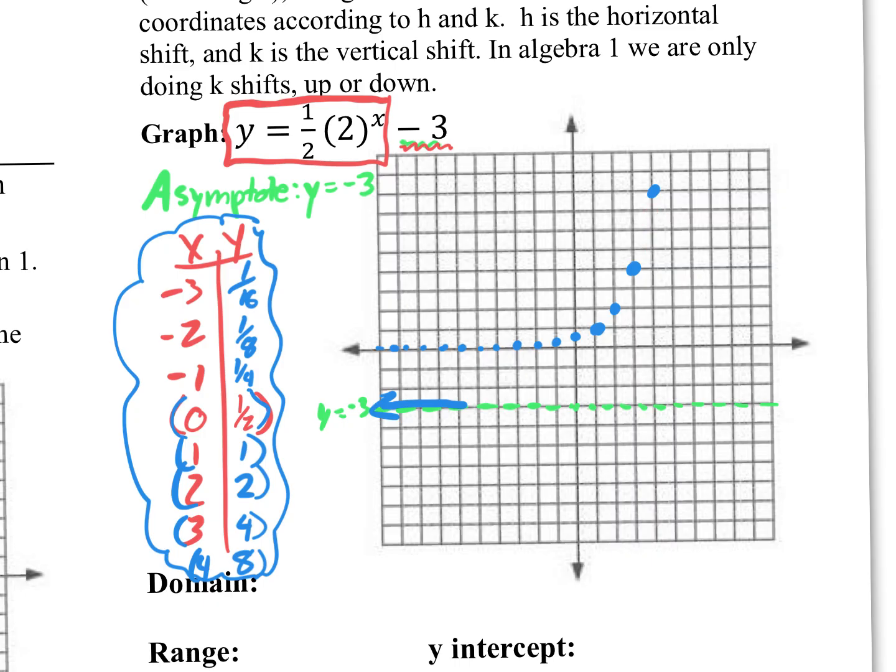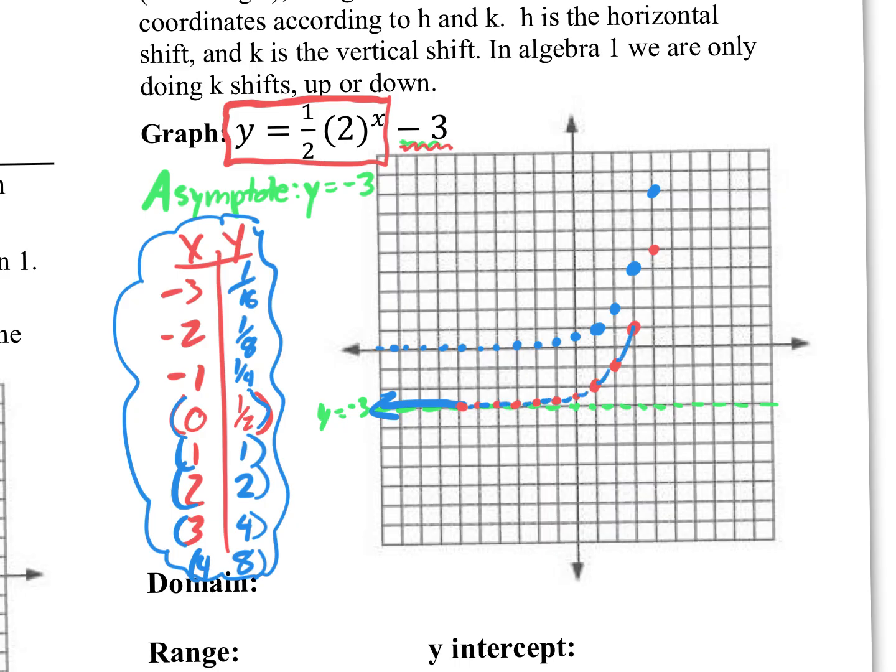1, 2, 3. Put a dot right there. The other one, 1, 2, 3. Put a dot right there. The other one, 1, 2, 3. Put a dot right there. And this one, as you could see, it infinitely approaches the asymptote, right? So you draw your line.